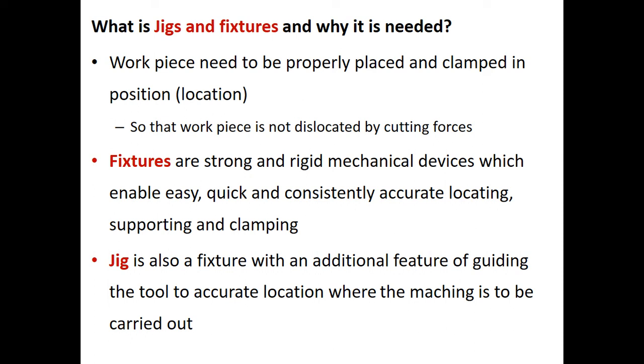Often the terms jig and fixture are used interchangeably. There is a clear distinction between these two tools. Both jigs and fixtures hold, support and locate the workpiece. However, a jig, as I told you, guides the cutting tool. A fixture references the cutting tool. So that would be the difference. A jig guides the cutting tool, that's an additional function. A fixture references the cutting tool.